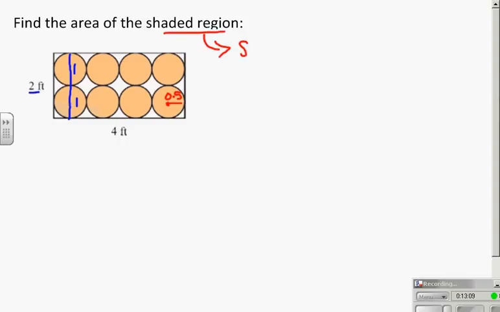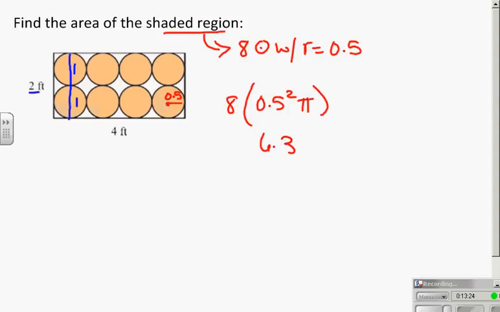Now here they want the area of the shaded region, which is really the area of 8 circles with radius equal 0.5. And so we have 8 times each one of those circles, and what we end up with is 6.3 feet squared. If I had wanted to know what was left of the rectangle, I would subtract 6.3 from 8.